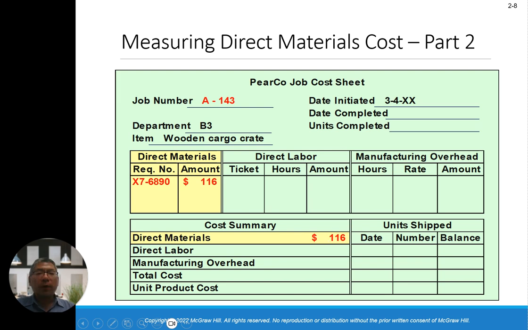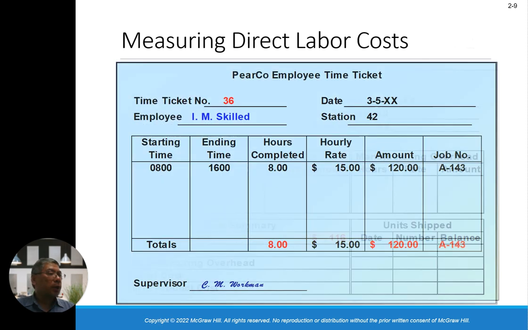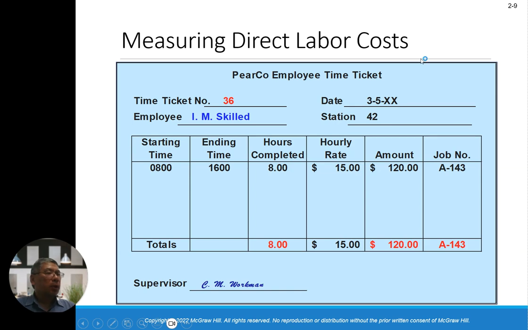Once you do that, you go to the next one, measuring direct labor cost. Example: the start time is 8 o'clock, finish is 16:00, which is 8 hours. Hourly rate is $15. Job total is 8 times 15 is $120. This is job number A143, employed by skill. This is a typical direct labor cost ticket.